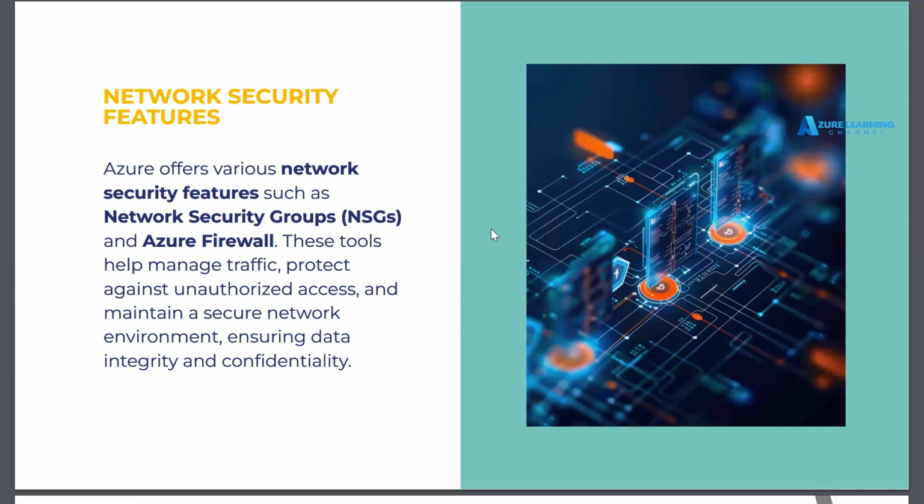Azure Firewall is almost similar to NSG, but the firewall works at the network level, providing network level security. The NSG provides security at the subnet level and also at the VM level. Traffic management and data transmission all happen via these two.